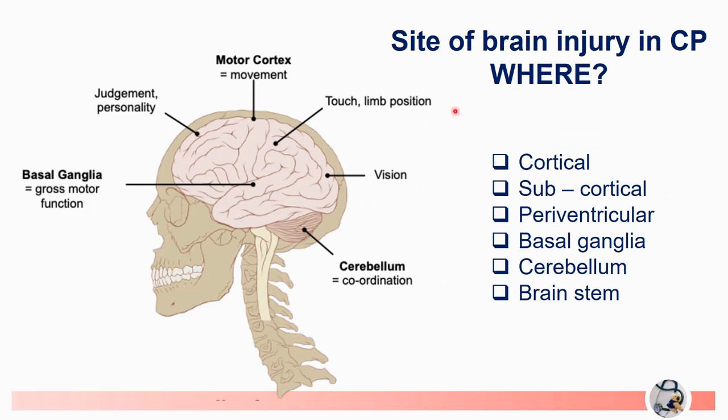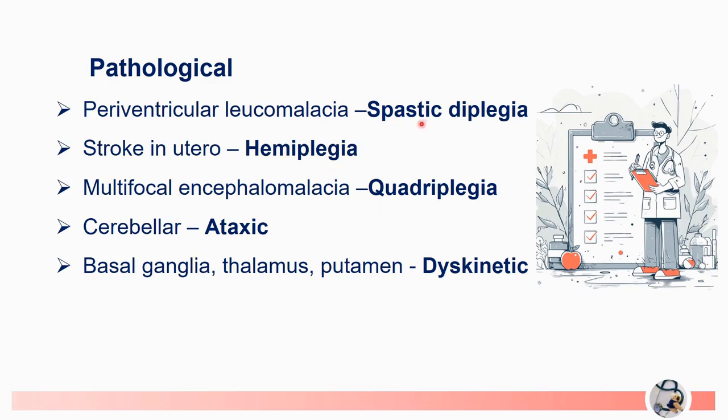Let's see quickly the site of brain injury which can occur in a CP child. So it can occur in the cortical region, subcortical region, periventricular, basal ganglia, cerebellum and brainstem. Depending upon the site where the damage has occurred, the child will present with different clinical features. If the lesion is in the periventricular area, there is periventricular leukomalacia which results in spastic diplegia. If there is stroke in utero, then hemiplegic CP occurs. If there is multifocal encephalomalacia, then quadriplegia is the type of CP, which is one of the most severe forms of CP. If the cerebellum is affected, then ataxia. If basal ganglia, thalamus or putamen is affected, then there is dyskinetic cerebral palsy.